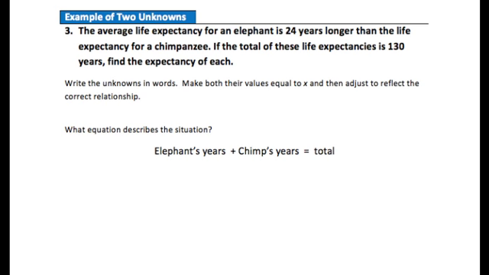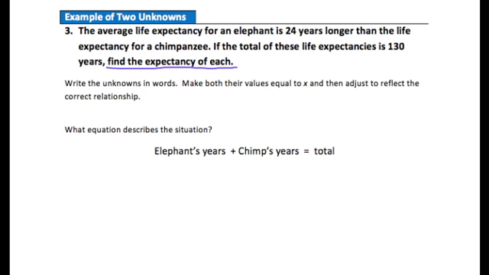Now let's take a look at an example that will help you understand how to solve a word problem when we have 2 unknowns. Example 3. The average life expectancy for an elephant is 24 years longer than the life expectancy for a chimpanzee. If the total of these life expectancies is 130 years, find the life expectancy of each. Okay, so that's a lot of stuff to take in. But what we notice here is we're asked to find the life expectancy of each of these things, which means we're trying to find the life expectancy of both the elephant and the chimpanzee.